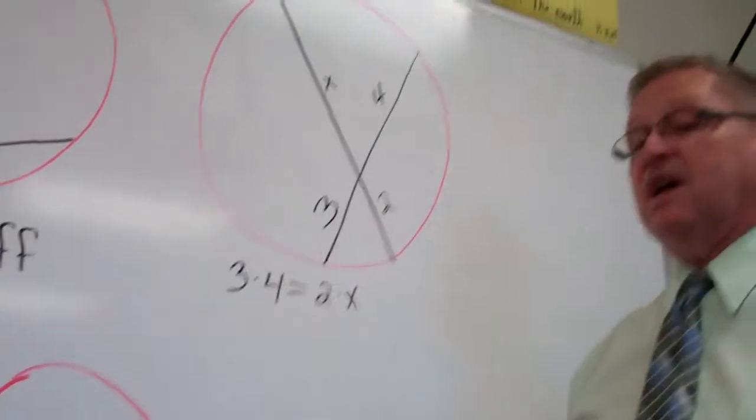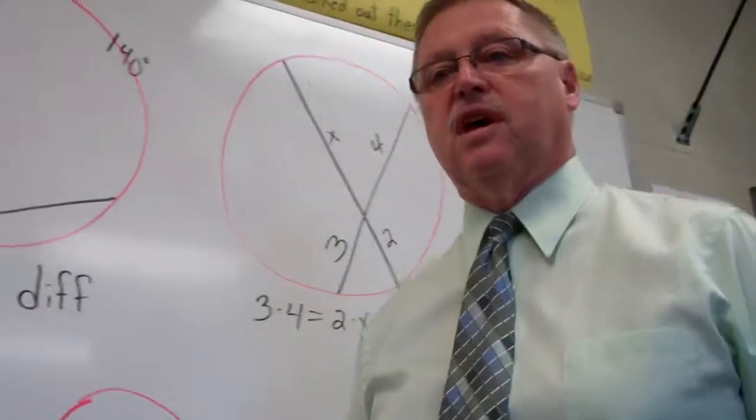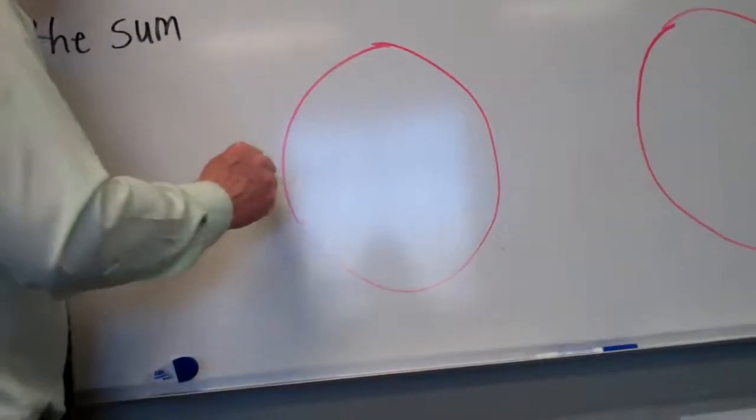Then there's a second case of this theorem where they have like two secants crossing. Here's two secants crossing.